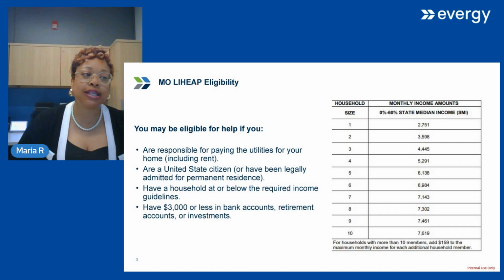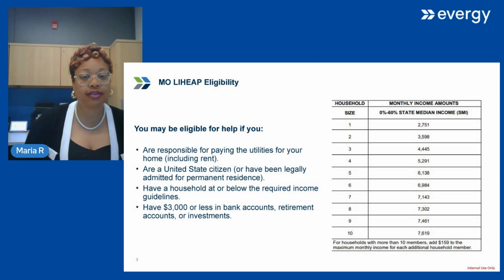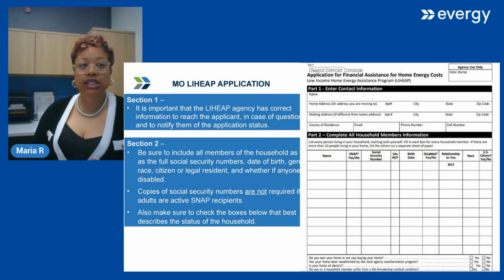Now, let's take a look at the LIHEAP application. It is very important that the LIHEAP agency has the correct contact information for customers to notify them of award status or to request additional information if needed. Section 2, Household Members. Be sure to include each household member's name, social security number, date of birth, gender, race, citizenship, and if anyone is disabled.